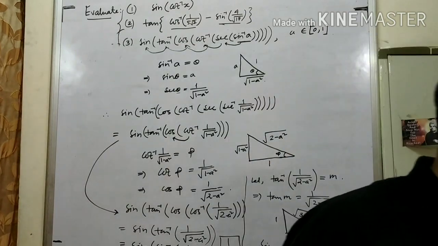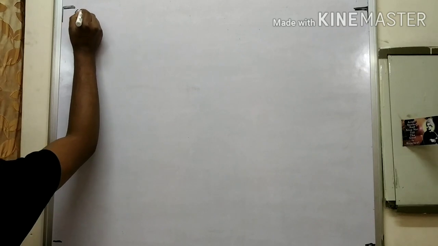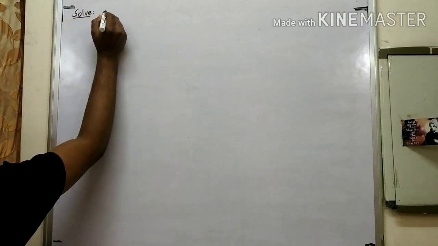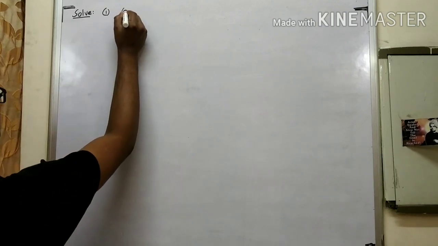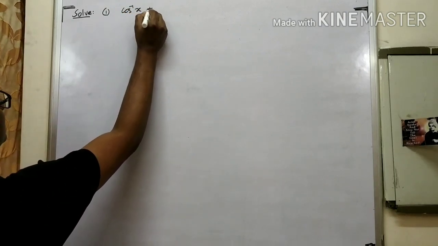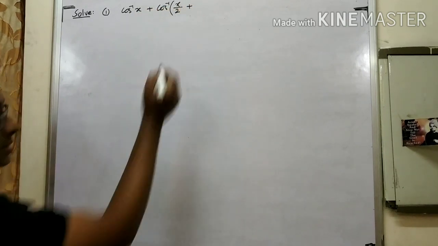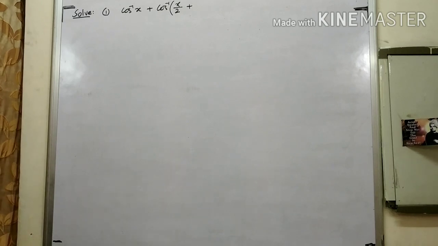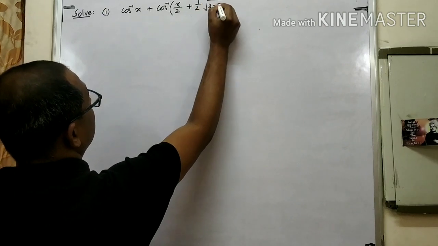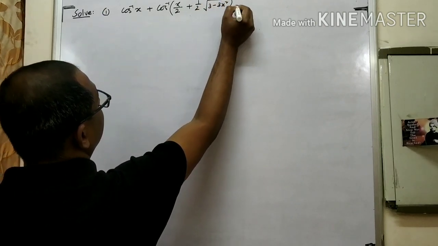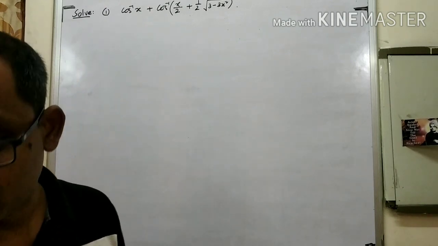Okay then, we'll go for the next question. Solve cos inverse of x plus cos inverse of x by 2 plus 1 by 2 root over 3 minus 3x squared equal to, it is going upward.